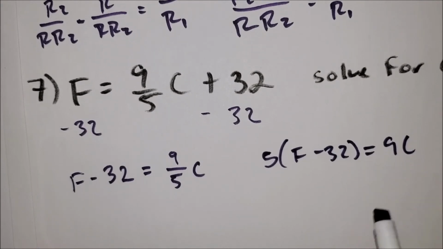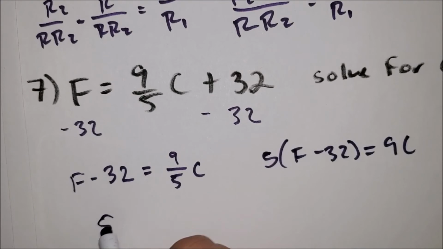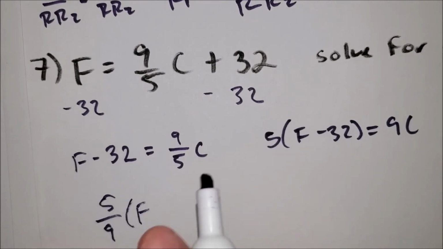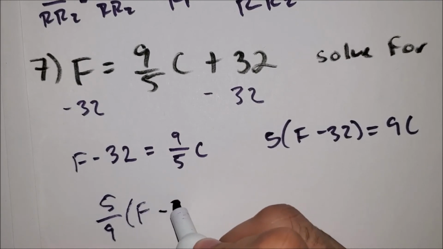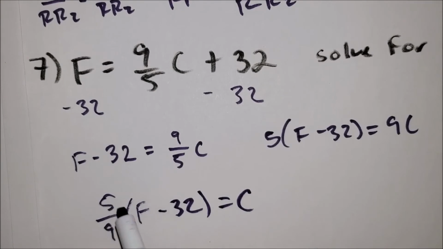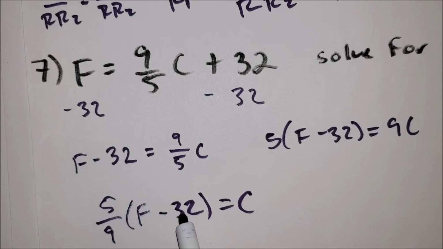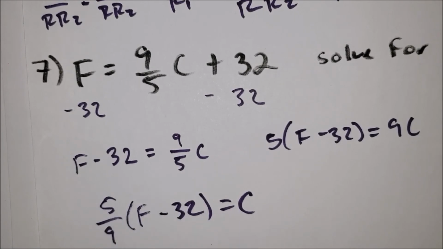Then we divide out this 9 here, and we get 5 over 9 times F minus 32 equals C. Now you can distribute this 5 over 9 if you really want to, but that's not completely necessary. You can simply solve what's in the parentheses and then multiply by 5 over 9.